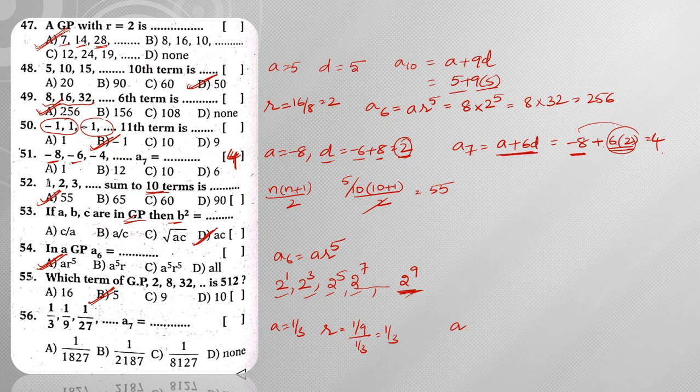So what is he asking? A7. So A7 means a into r power 6. a value is 1 by 3 into r is also 1 by 3, whole power 6. Then I can write it as 1 by 3 whole power 7. So already we have found the value of 3 power 7, which is nothing but 1 by 2187. Okay.